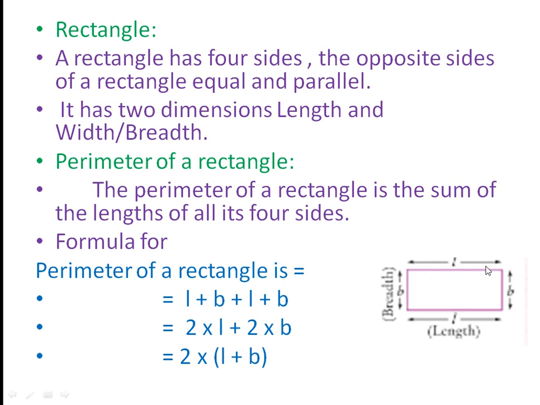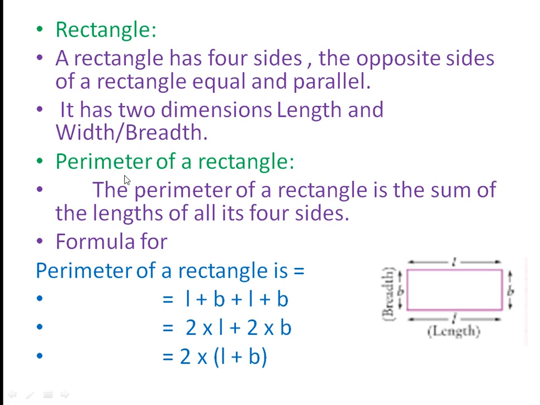Here this is the length and this is the length. These are the opposite sides of the rectangle, equal and parallel. This is the breadth and this is the breadth. These are also opposite sides, equal and parallel. A rectangle has two dimensions, length and breadth. This is the length and this is the breadth. This is the rectangle meaning.